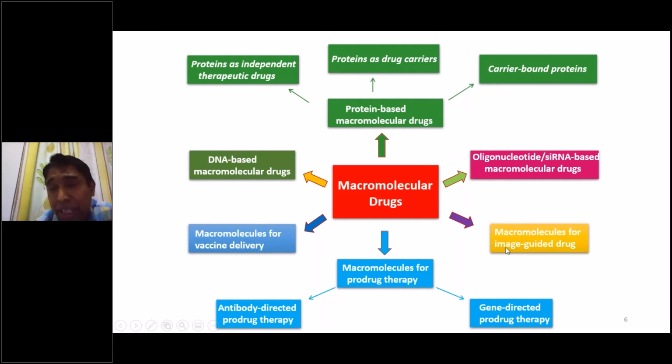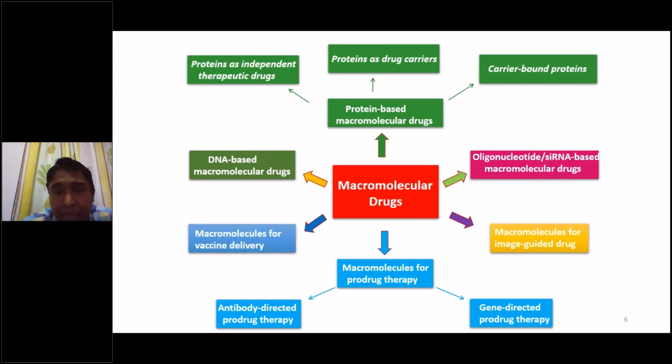You can also deliver imaging agents using nanoparticles. Imaging agents could be fluorescent or other contrast agents, and at the same time drugs. So it is part of theranostics. You can deliver imaging agents for diagnosis and detection of your delivery system, as well as deliver drugs.